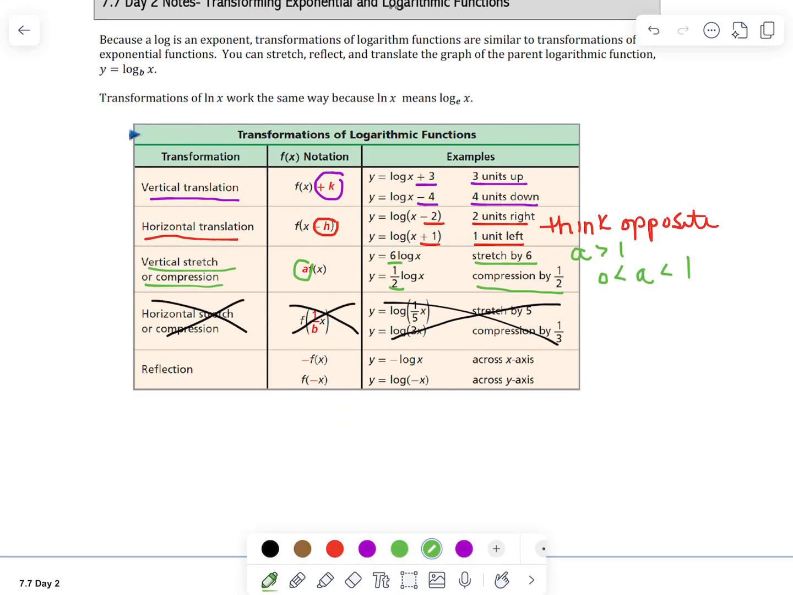The last type is reflections. When the negative is in front of the function, it's going to reflect across the x-axis. If it's inside the function, it's going to reflect across the y-axis.